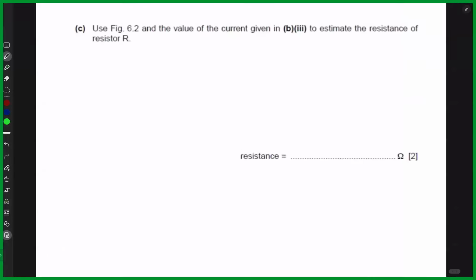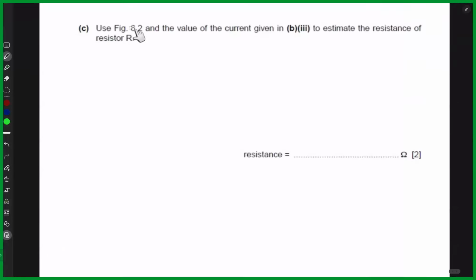So there's another part. Use the figure and the value of the current that was given to estimate the resistance of the resistor R. Okay, so the current I, we have the average current. How can I find the resistance? I know that the relation between current and resistance is given by V equals IR. And from here, R is just V over I.